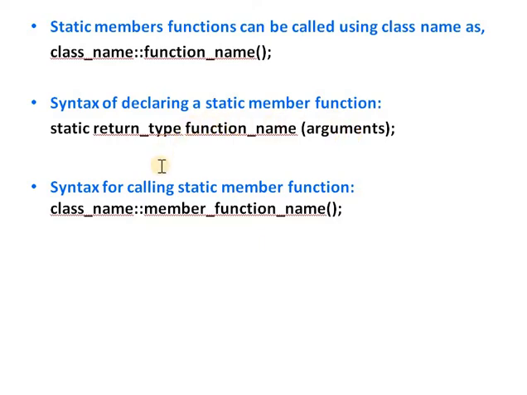The next syntax is used when you are calling a static member function. First use the class name. After the class name, use the scope resolution operator. After the scope resolution operator, specify the member function name. This is the syntax for declaring and calling the static member function.